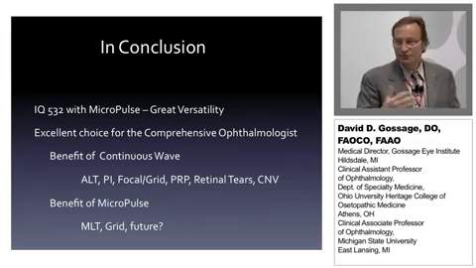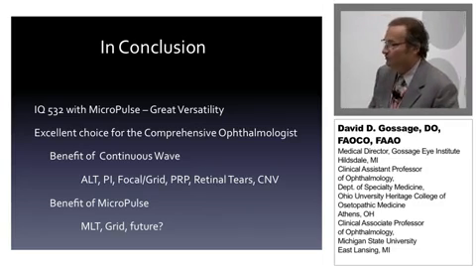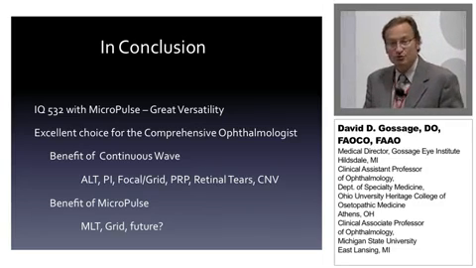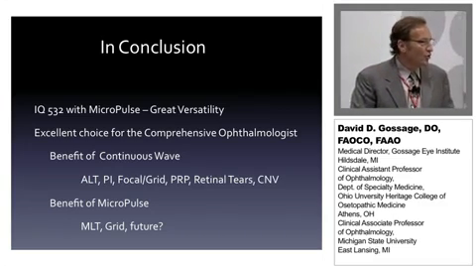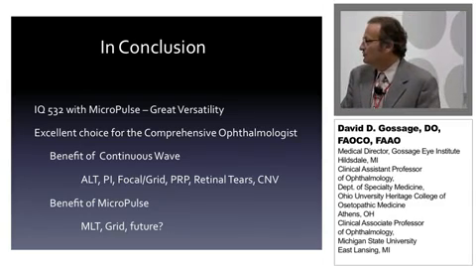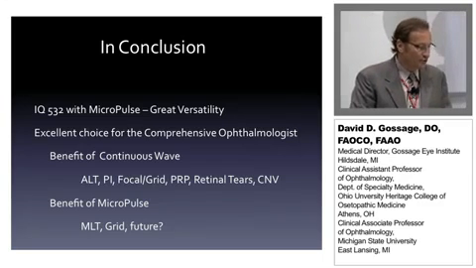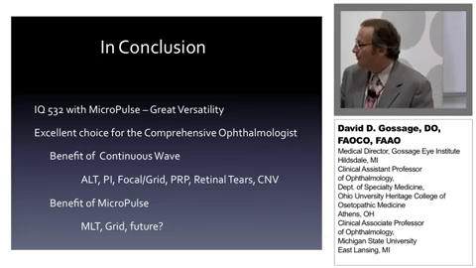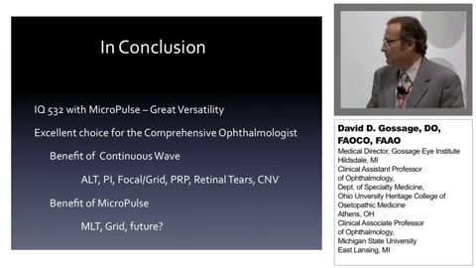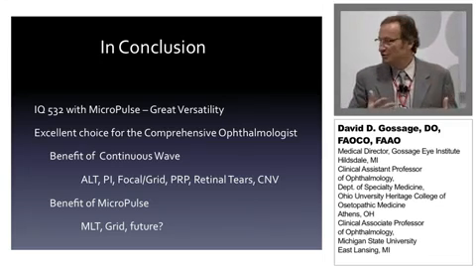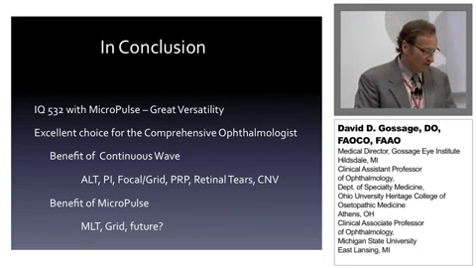It gives you the benefit of that continuous wave laser, so if you want to do a traditional ALT or peripheral iridotomy, a focal grid treatment, whether you have to do a PRP or treating retinal tears or choroidal neovascularization, it gives you that benefit. Or you can switch it over to the MicroPulse mode and use it for treatment for MLTs and grids. And future technology, we just don't know. There's some options maybe in the future of using this laser for other things, and hopefully over time we'll learn a little bit more about it.